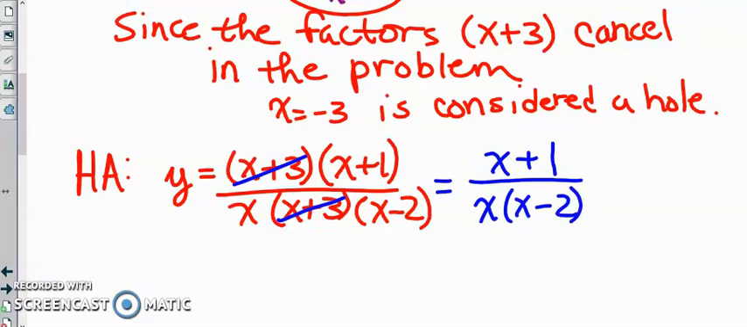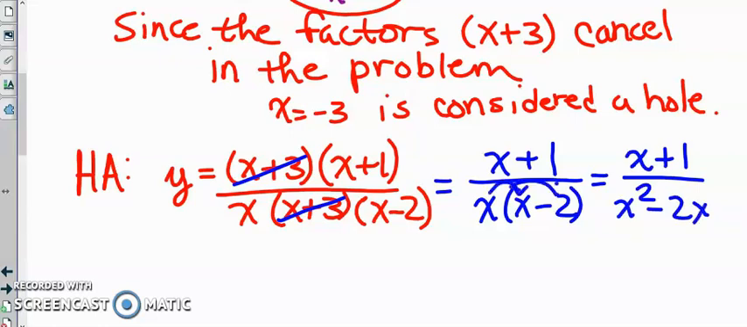Okay, so what will be best to do to find our horizontal asymptote is to distribute the x in the denominator, which will give us x squared minus 2x. Now we can find the variable with the highest exponent, simplify it down, and do all this great stuff. So the variable with the highest exponent is x squared.